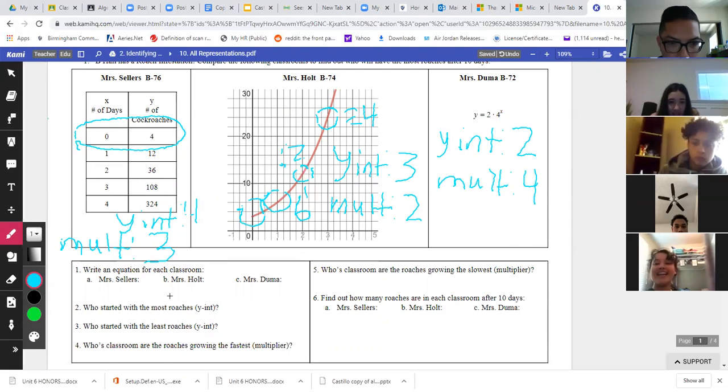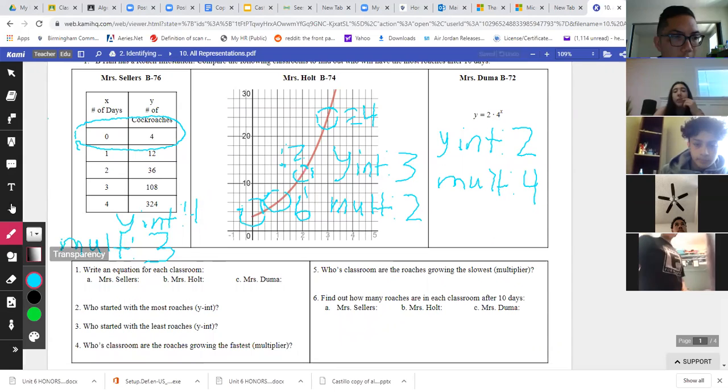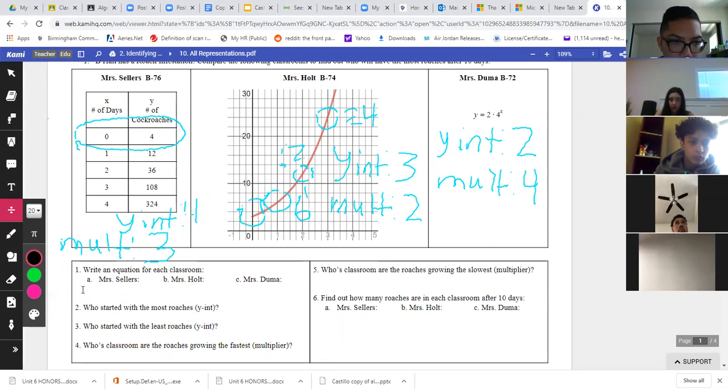Now, on the bottom, they're asking to write an equation for each classroom. By the way, those of you that use Kami, I think a lot of you haven't noticed here on the left, there's something called equation that you can click. When you click that, everything will be written in math form. So let's write the equation for Mrs. Sellers. Now, here's how you write the equation of an exponential.